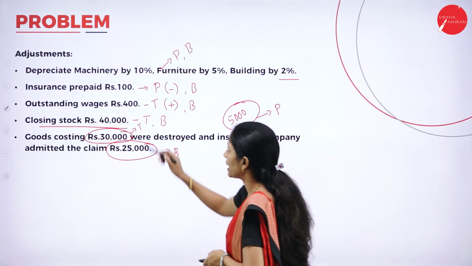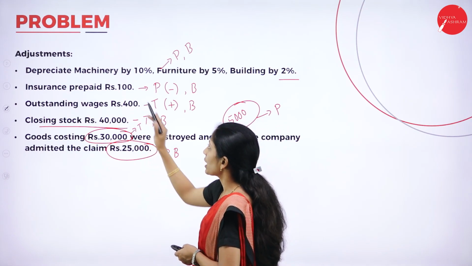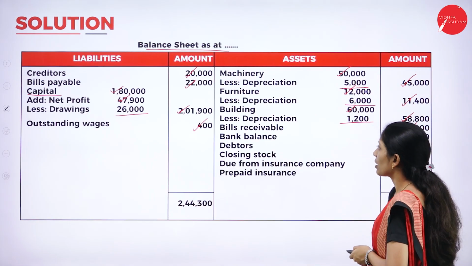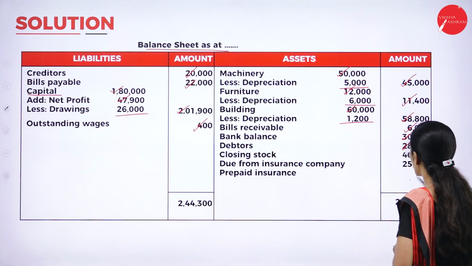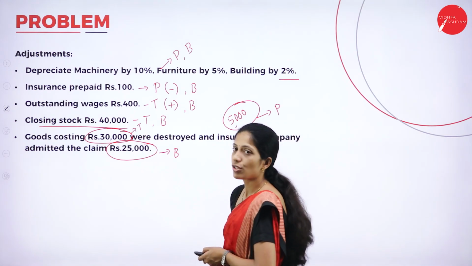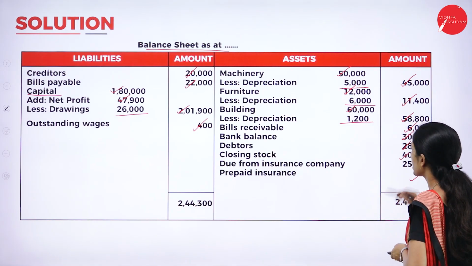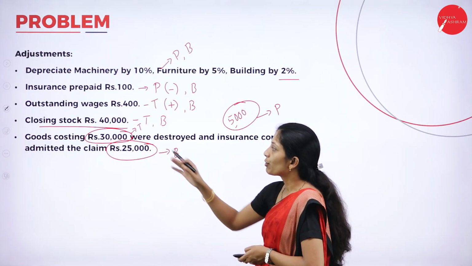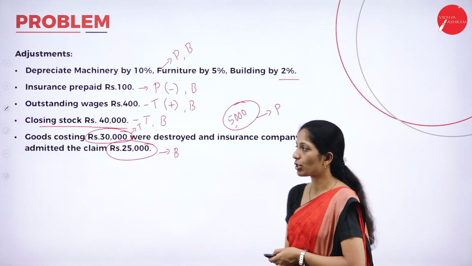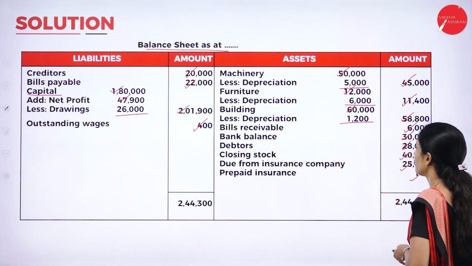Now come to the adjustments. Depreciation we have already adjusted in the respective assets. Insurance prepaid is an asset, that is rupees 100, so record it on the asset side. Next, outstanding wages is a liability. Closing stock is also an asset, 40,000. Next, goods destroyed. Whatever claim they got, they have to record in the balance sheet, 25,000. How do you record it? Due from insurance company 25,000.